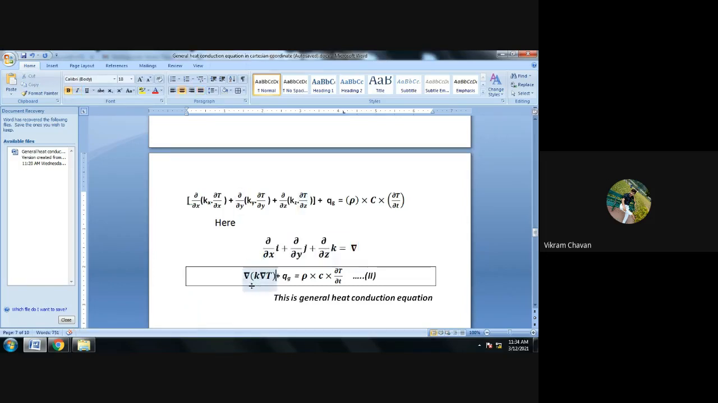So we will get the equation as del operator of K multiplied by del of T. Del operator into bracket, K multiplied by del operator T, plus the remaining equation as it is, plus Q suffix G is equal to rho multiplied by C multiplied by partial T divided by partial t.